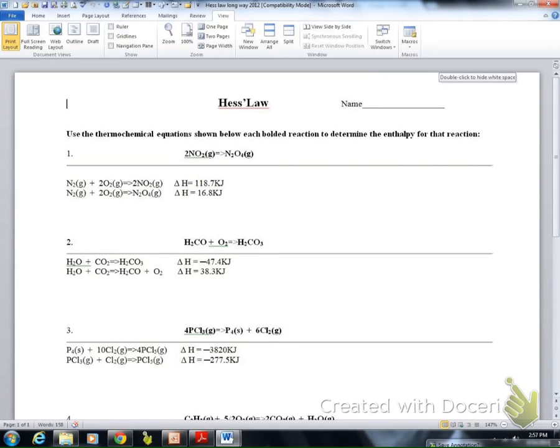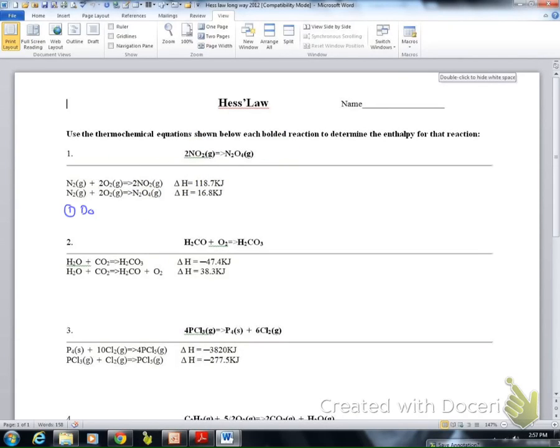We've talked about the notes for Hess's law the long way, as well as the notes for Hess's law the short way. So now I'm going to walk you through some practice problems using Hess's law the long way. We're going to use the thermochemical equations to figure out, so here are our thermochemical equations. We're going to consider this our parent equation.